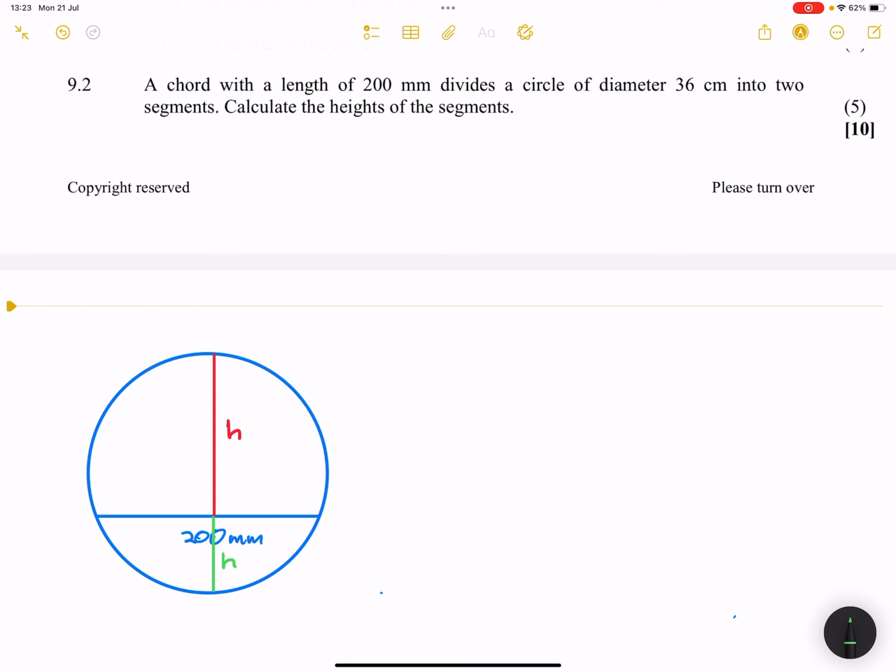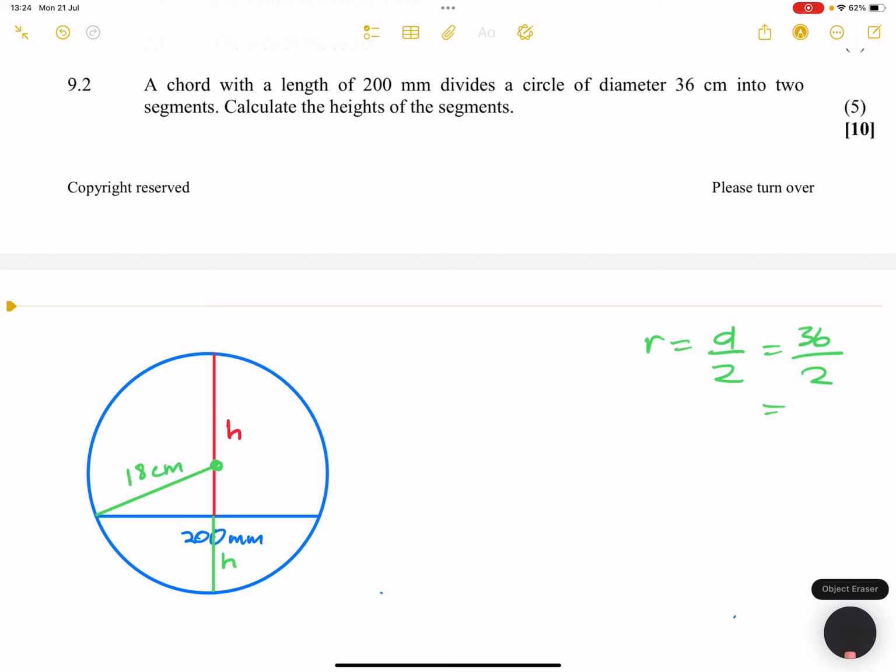Now, remember what they said. They told us that the diameter would be equal to 36 centimeters. So meaning that if we had a radius, we know that our radius would be equal to its diameter divided by 2, and that's simply going to be 18 centimeters, right? That's 36 divided by 2. Okay, so the radius would be diameter divided by 2, so that would be 36 divided by 2, that would give us 18 centimeters, right?